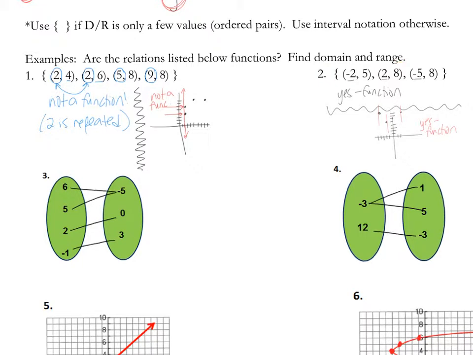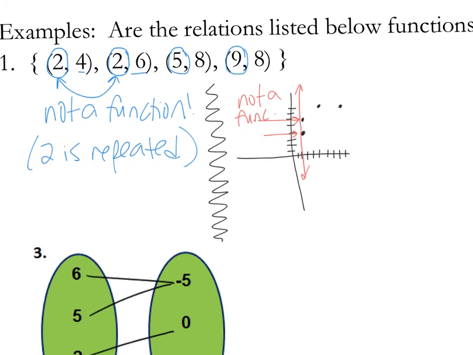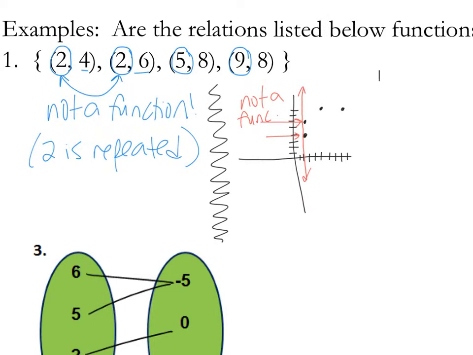Then we have to find the domain and the range. What I like to do is list the D and then list the R instead of writing out domain and range. In our instructions up at the top, it said if it's just a bunch of ordered pairs, you're supposed to use curly brackets.